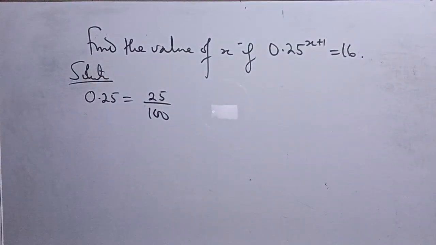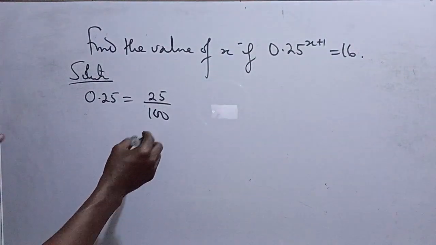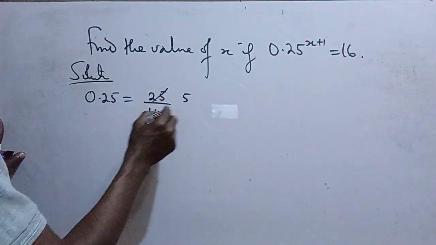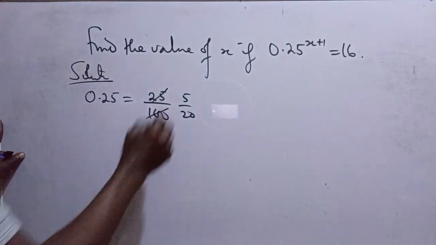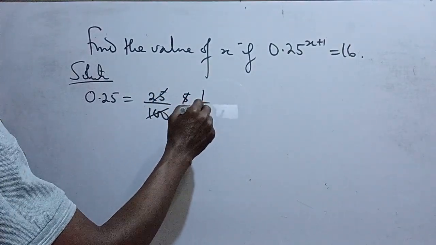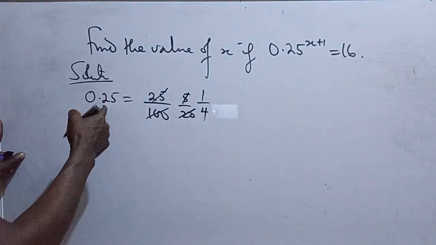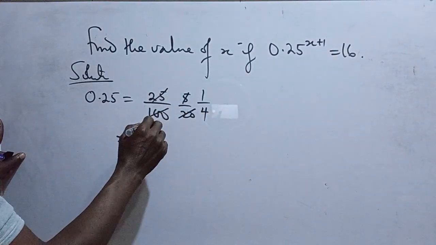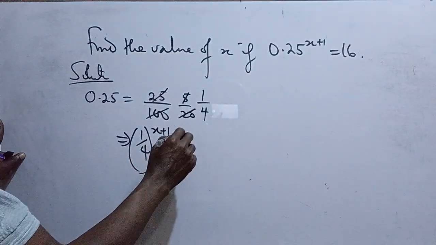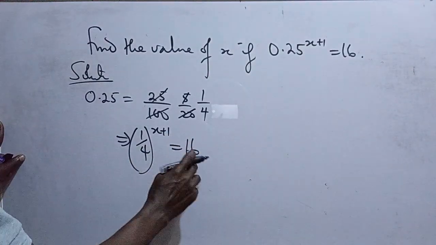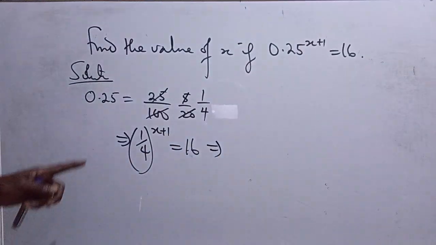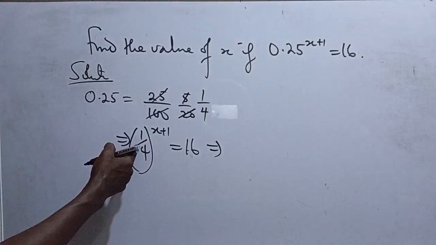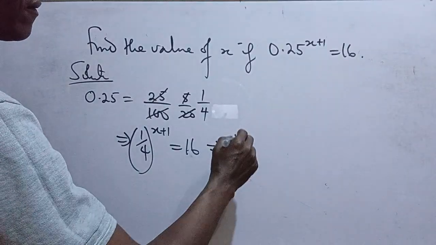Now 25 over 100. Obviously, 5 in 25 is 5, and 5 in 100 is 20. Then 5 in 5 is 1, and 5 in 20 is 4. We have reduced this now. So that implies we have 1 over 4 raised to the power of x plus 1 is equal to 16. If you are meticulous, you observe that something is falling in place here. 1 over 4, according to the law of indices, can be written as 4 raised to the power minus 1.